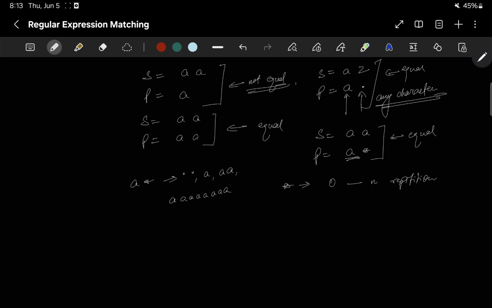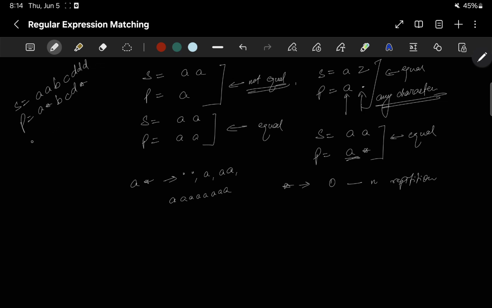So this is called wildcard. It can give you anything. So you can write S as a b c d d d, and you can write P as a star, B, C, D star. They match because this star will match this A, and this star will match these two D.